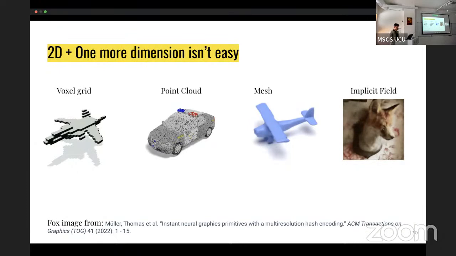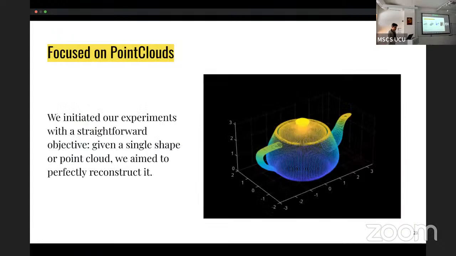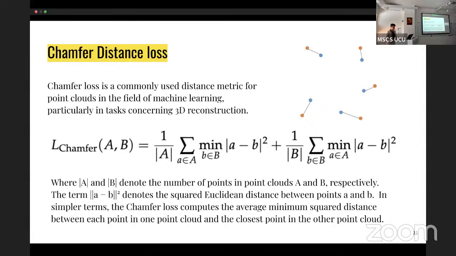voxel grids, point clouds, meshes, and so on. We mainly focus on point clouds, because it is a trade-off between figure representation complexity and detail. To compare two point clouds, we use Chamfer distance loss. This loss calculates, for each point in the first point cloud, the nearest point in the second point cloud, and vice versa. You take all these distances and sum them up, and this is your loss. Basically, MSE means a criterion between two point clouds.